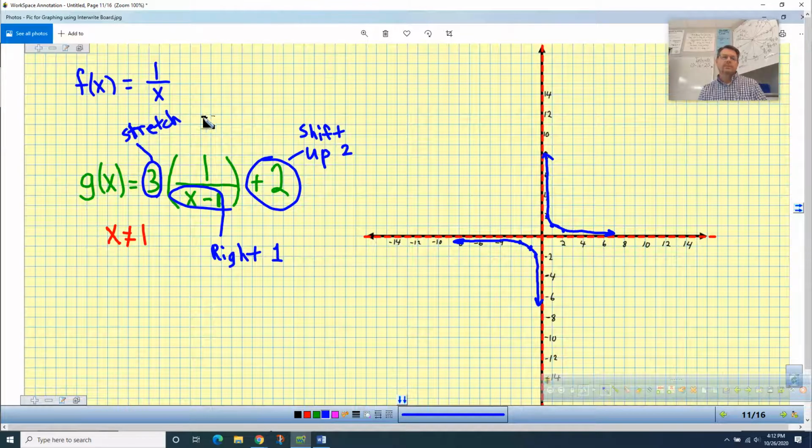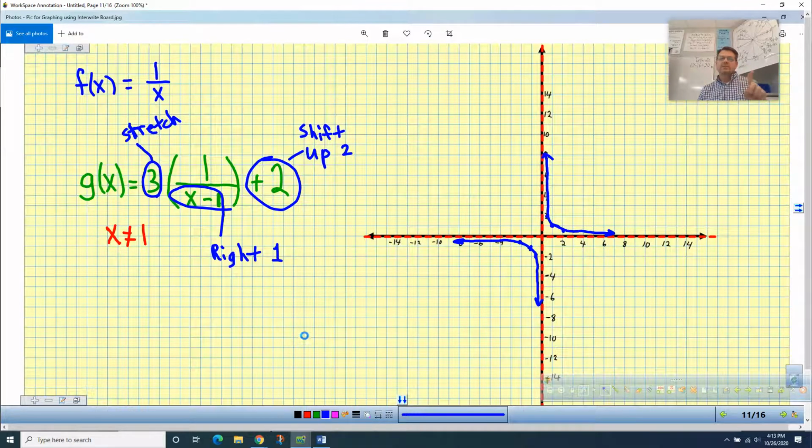Stretch by a factor of 3. So it's going to take our parent function and kind of stretch it out. Because just think, if you grabbed the top arrow and the bottom arrow and started pulling like that, wouldn't that thin it out a little bit? That's kind of what's going to happen.